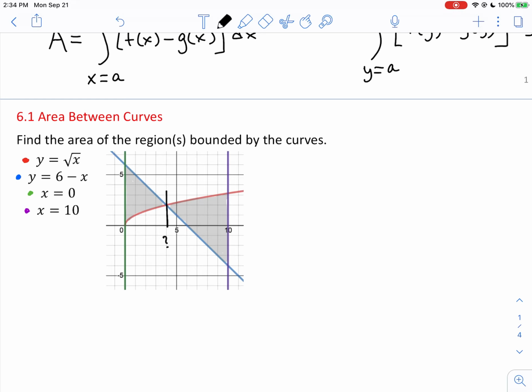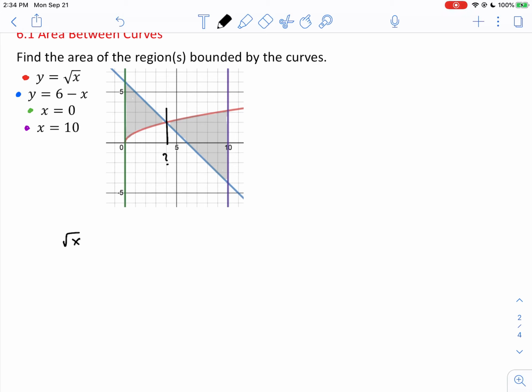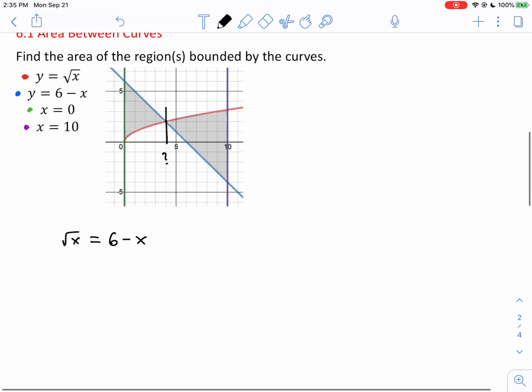Now in this visual, it looks like it's happening around 4, but to confirm that, you actually want to set these two functions equal to each other and solve for x. We'll take the red function, which is radical x, and set it equal to the rule of the blue function, which is 6 minus x. And you can see just by plugging in 4 that 4 is the solution of this. But if you are to try to solve this by hand, you would want to square both sides next. So square radical x, you get x, and then square 6 minus x.